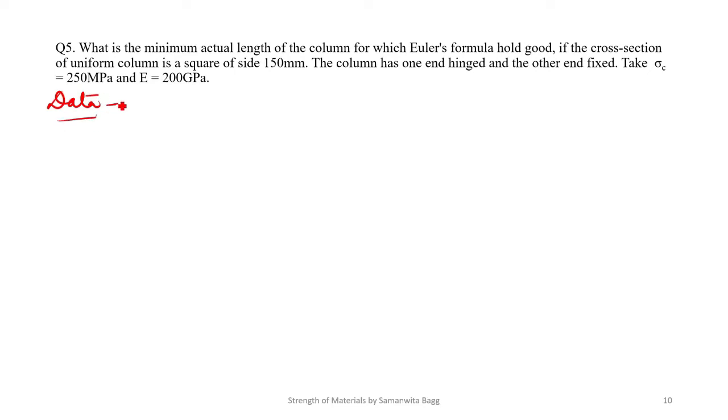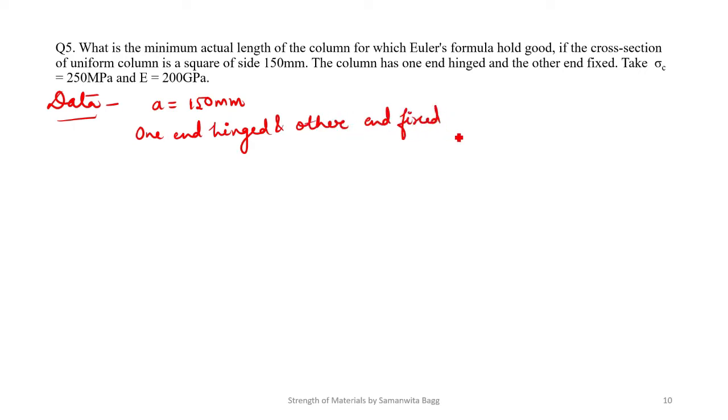The first data that is given to me is the value of side. Say I call it as A, it is given as 150 mm. The column has one end hinged and the other end is fixed. So one end hinged and other end fixed. For this, my LE will be L by root 2. This is the fourth case that we have discussed.